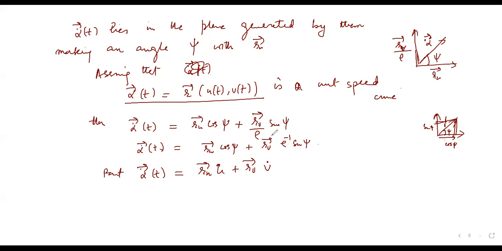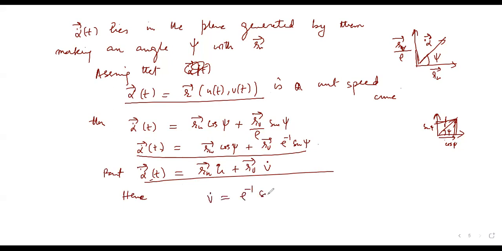Hence, now since r_u, r_v is the basis, comparing these two equations, I should have v dot equal to rho inverse sin psi, which implies that rho v dot is equal to sin psi, which implies that rho square v dot is equal to rho sin psi. Now we are being told that this thing stays constant along this curve. So that's what we are going to use.